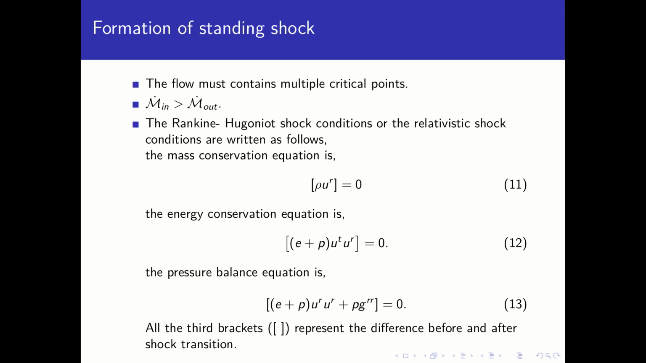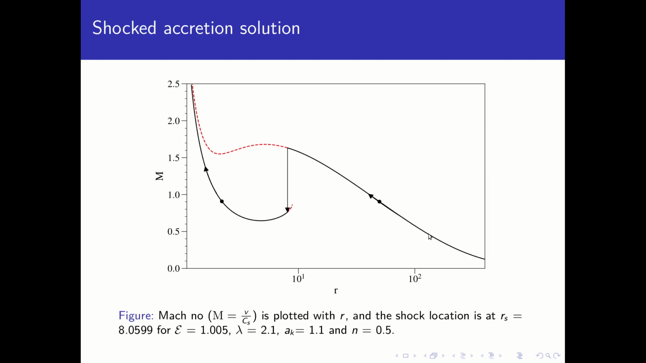So where the shock will form depends on where the flow contains multiple critical points. Then we have to check where the entropy accretion rate at the inner critical point is greater than the entropy accretion rate at the outer critical point. And then we have to check whether the Rankine-Hugoniot shock condition is satisfied or not. The mass conservation, energy conservation, and pressure balance equations are given by equations 11, 12 and 13. So this is an accretion solution which contains shock.